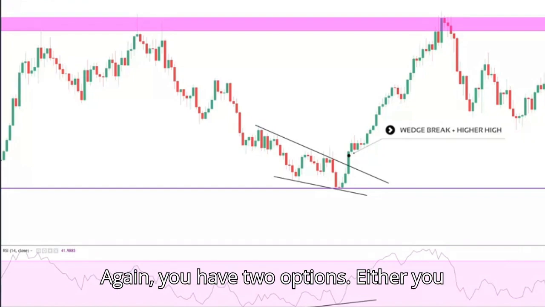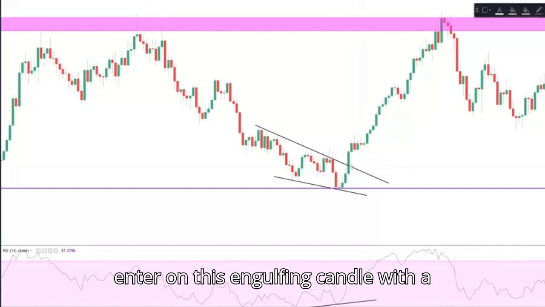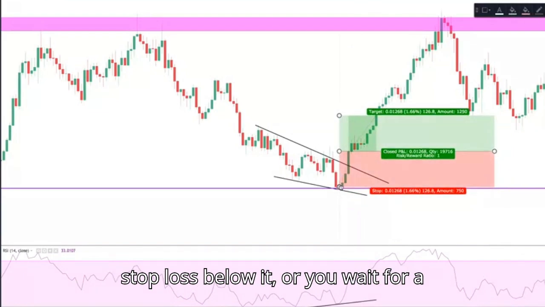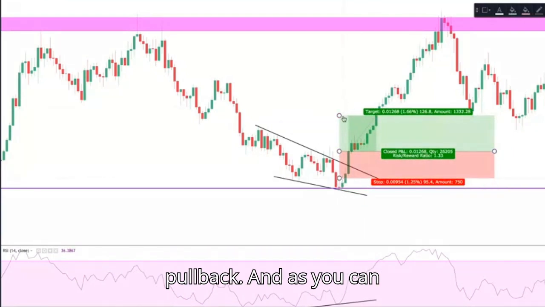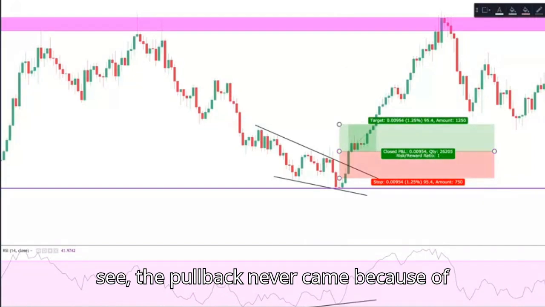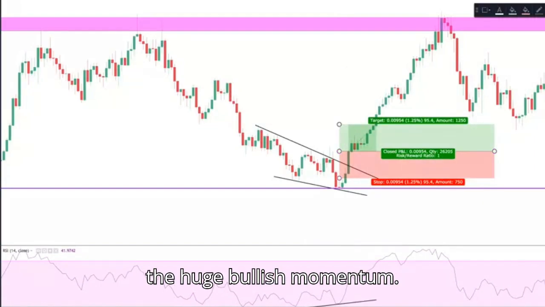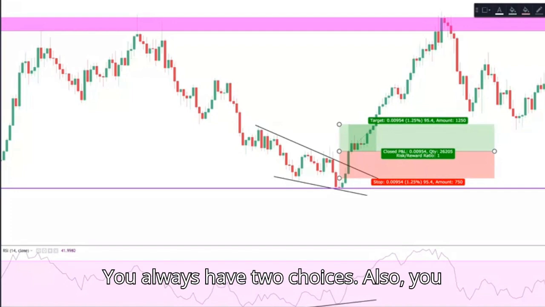Again, you have two options. Either you enter on this engulfing candle with a stop loss below it, or you wait for a pullback. And as you can see, the pullback never came because of the huge bullish momentum. You always have two choices.